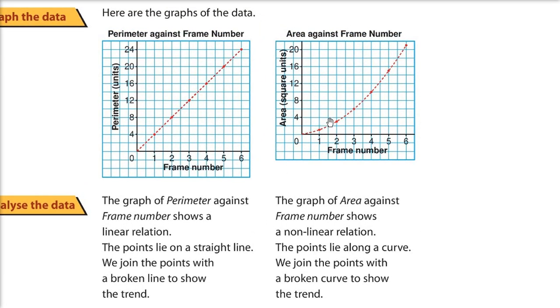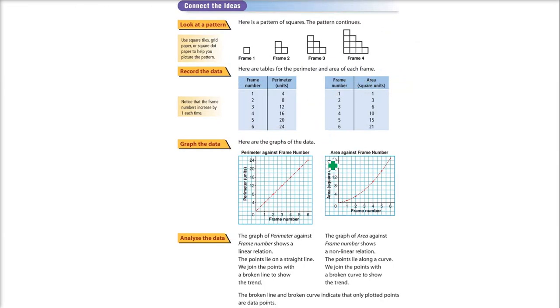And if you see here the graph between the frame number and the area, this is a non-linear relationship because this is not a straight line, it's a curve. What I'm trying to say here is this is a complete straight line, but here it is a curve. So this straight line refers to a linear relationship, and this is not a linear relationship, so we call it a non-linear relationship.